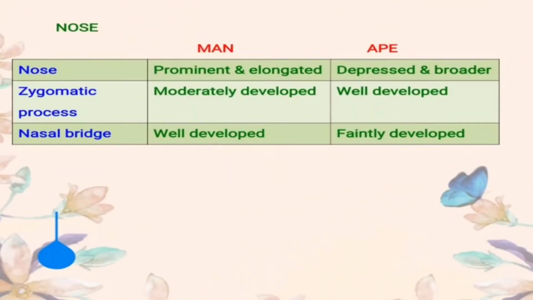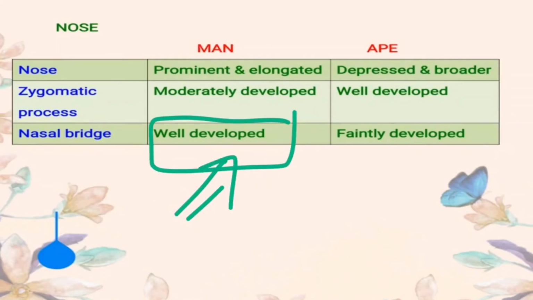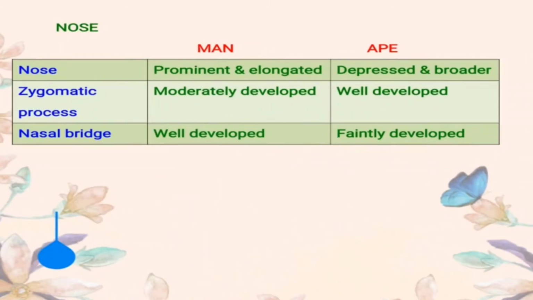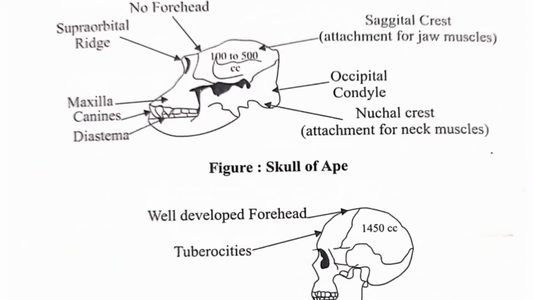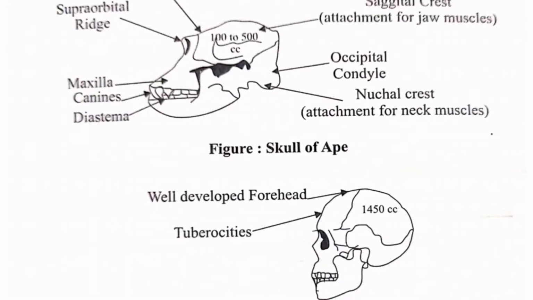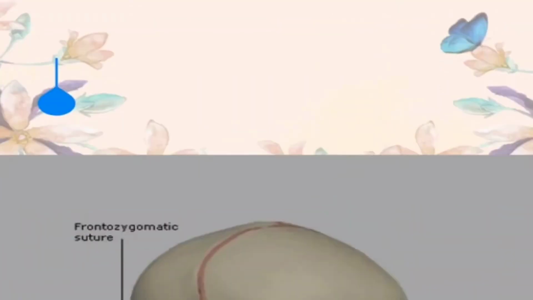We have the nasal bridge. So very easily we can differentiate the nasal bridge, as we know that man has a well developed nasal bridge, and the apes have a faintly developed nasal bridge. We can compare it. Let's have a look at the skull over here. So this is the nose. As you can see, this is not that distinct, but here the nasal bridge is quite prominent. So this can be seen very easily.